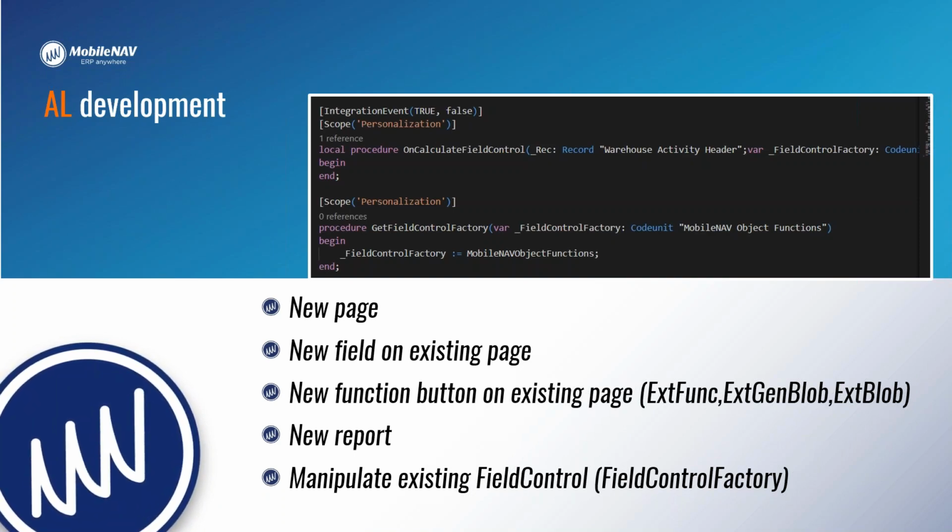And with the get field control factory, you can also get the MobileNAV object functions code unit instance from your page extension, because you can invoke that on the base page, and you can get the field control factory and invoke the field control features through that. So with these two methods, the publisher event and the get field control factory call, you can manipulate already existing pages from a field control perspective as well.